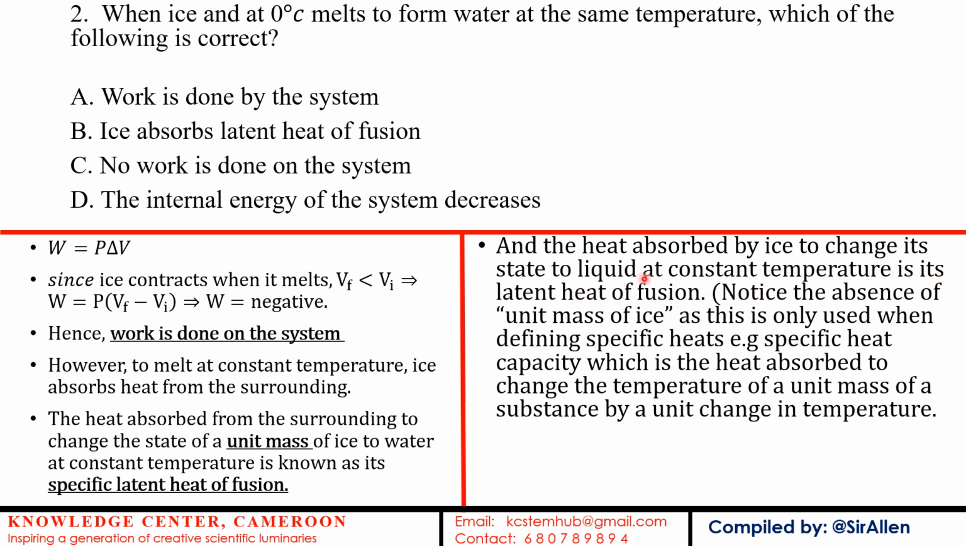Notice that there is no unit mass. This unit mass is not here. So if you take away this unit mass, you'll be defining just latent heat of fusion. If you put the unit mass, you'll be defining specific. So notice the absence of unit mass of ice, as this is only used when defining specific heat. You only use unit mass when you're talking about something specific. For instance, specific heat capacity, which is the heat absorbed to change the temperature of a unit mass of a substance by a unit change in temperature. Again, unit mass. Are we together?